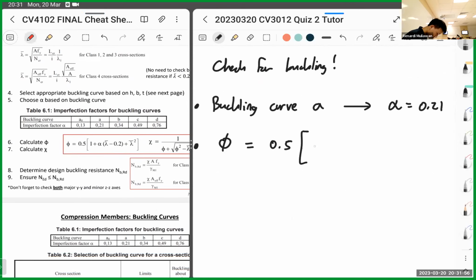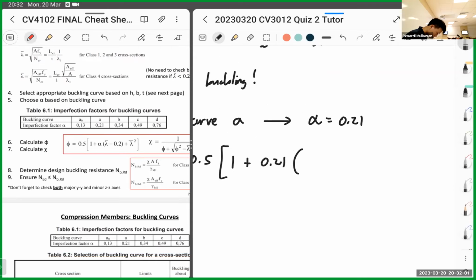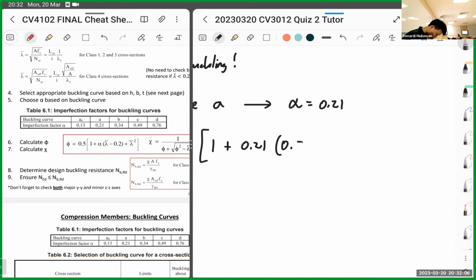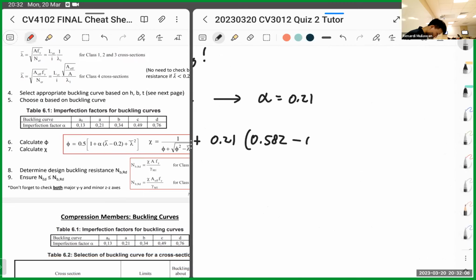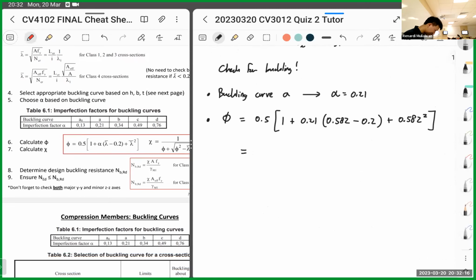So phi is 0.5 multiplied by 1 plus alpha, which is 0.21, times lambda bar, which is 0.582, minus 0.2, plus 0.582 squared. Help me plug this in. 0.5 times 1 plus 0.21 times 0.582 minus 0.2 plus 0.582 squared. That gives 0.709.